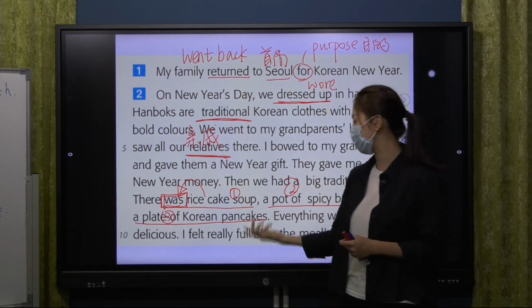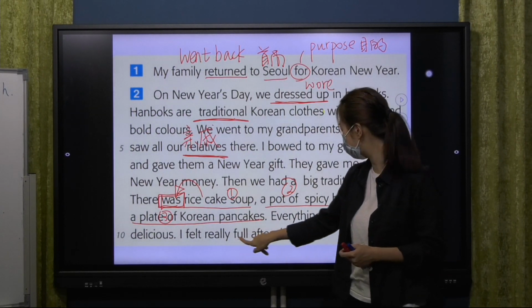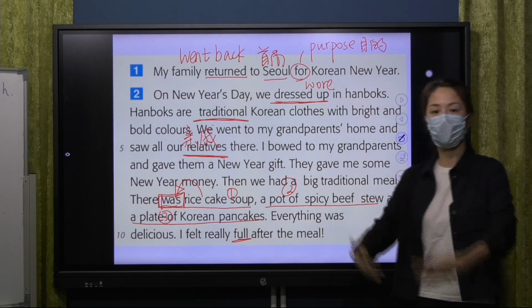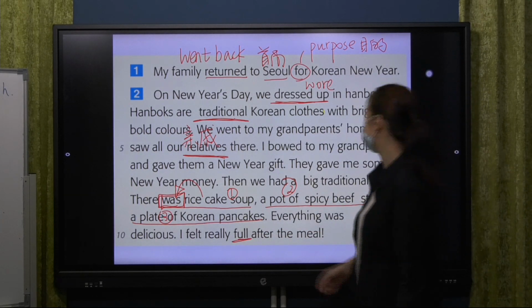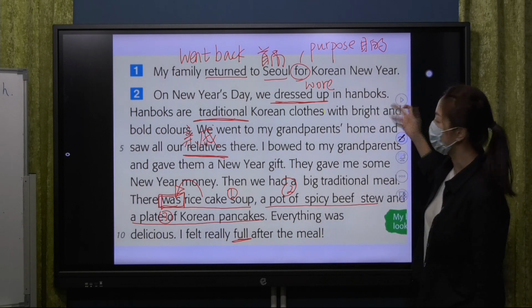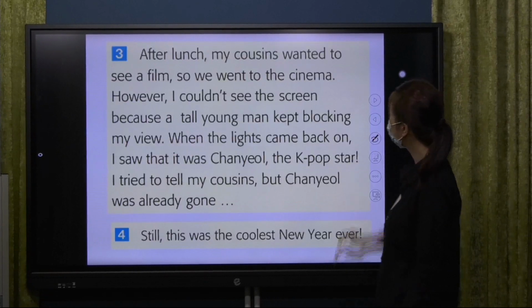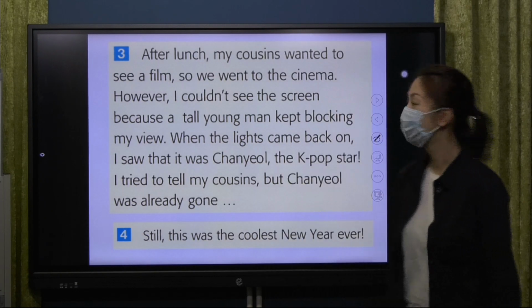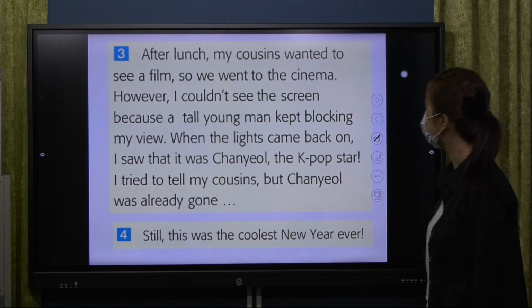Everything was delicious. I felt very full after the meal. Full. I ate a lot. So let's go to paragraph 3. After lunch, my cousin wanted to see a film.